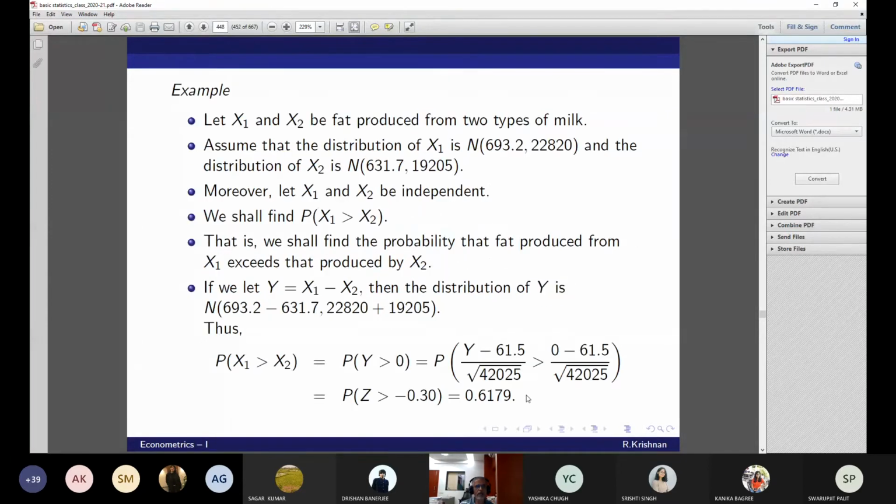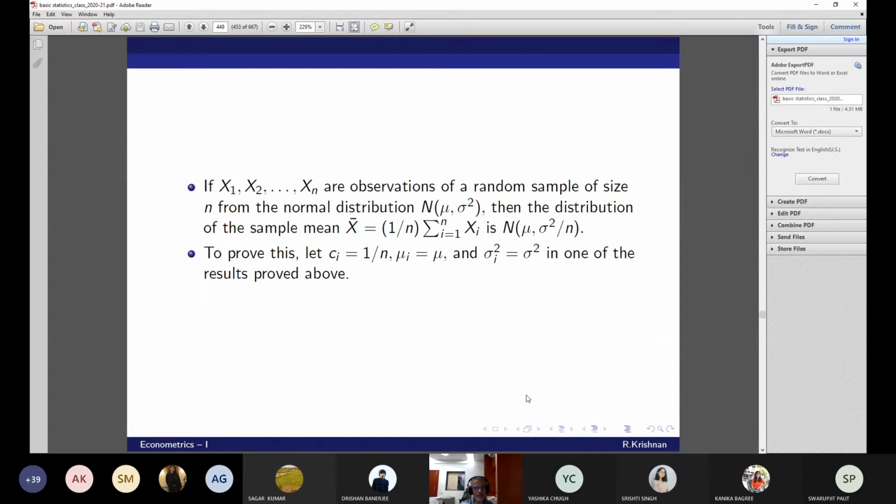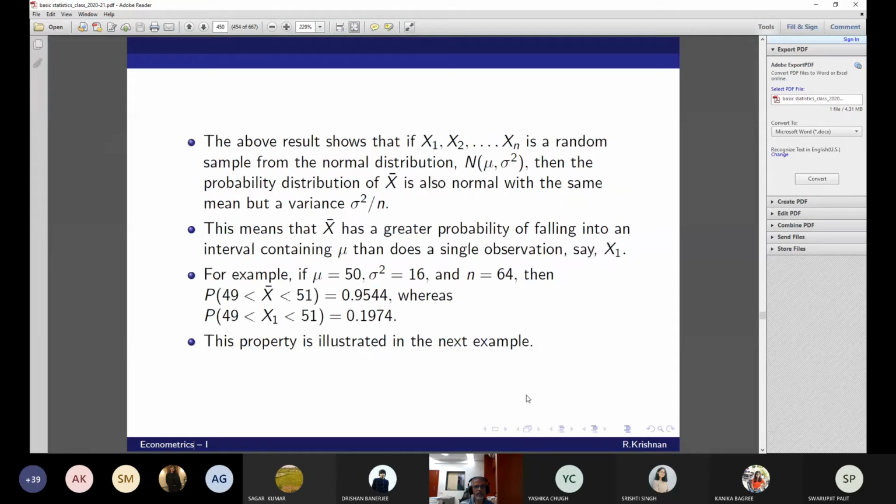This is simple stuff now. X1, ..., Xn are observations of a random sample of size n from a normal distribution with mean mu and variance sigma square. Then the distribution of the sample mean is as we have seen before. The above results show that if X1, ..., Xn is a random sample from the normal distribution, this means that X bar has a greater probability of falling into an interval containing mu than a single observation. What is the essence of this in one sentence? There is a point. What am I driving at?